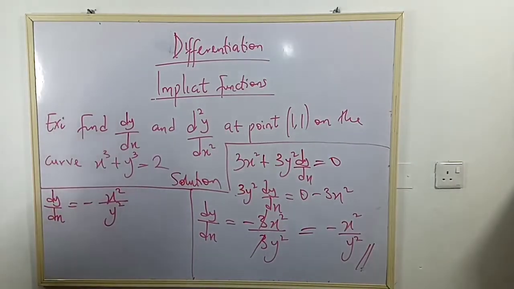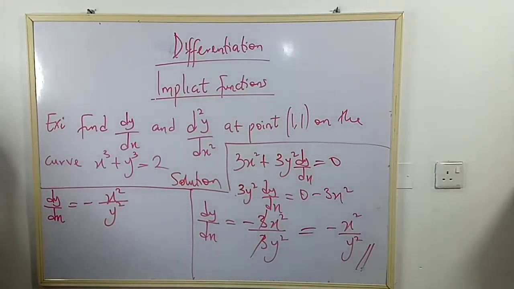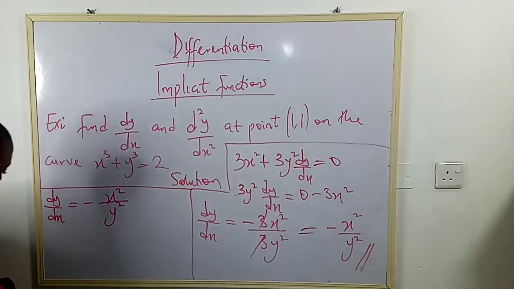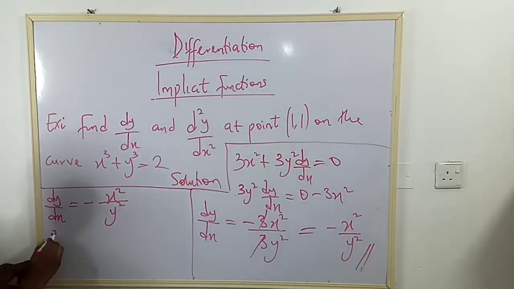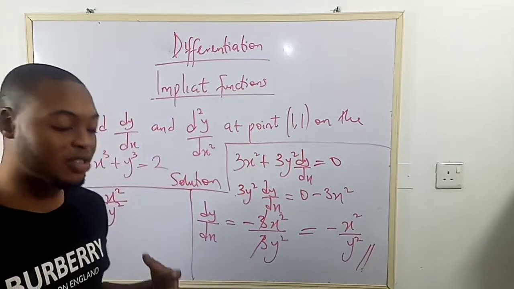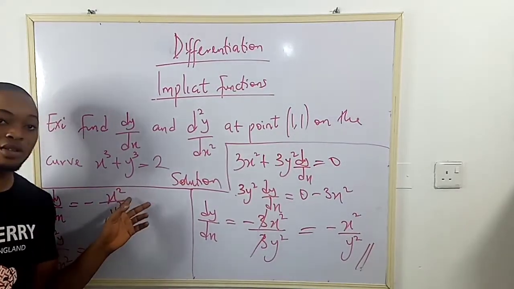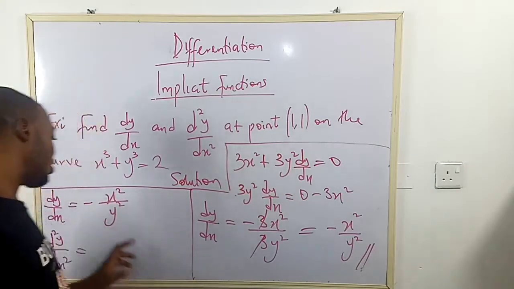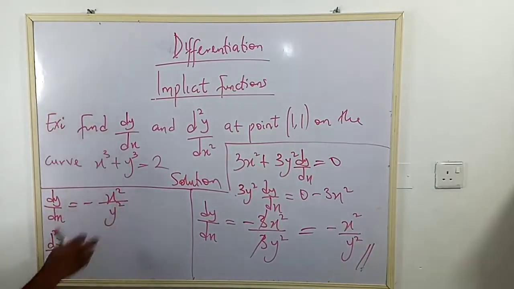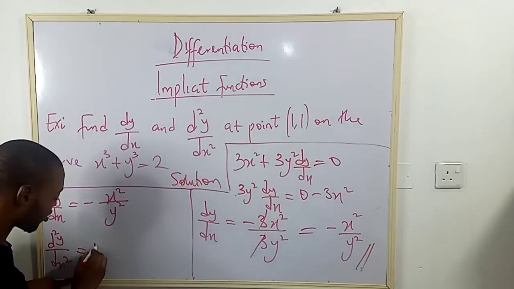From what we have right now, we have a quotient. That means you apply the quotient rule. But don't forget, we are still dealing with an implicit function. So this implies d²y/dx² will be equal to, you remember the quotient rule, v du/dx minus u dv/dx all over v squared. Pick the denominator, differentiate the numerator, minus pick the numerator, differentiate the denominator, all over square this. So from what we have now, our v is y squared.